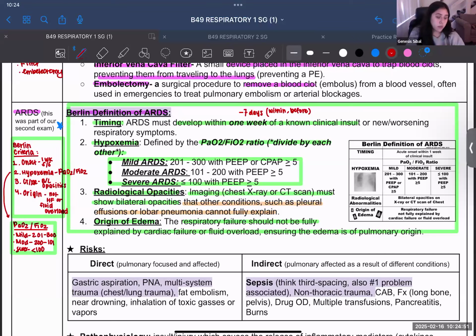The next one is the hypoxemia. So we'll get into that in a second, but we're going to move on to the next one. So a chest X-ray or a CT scan showing bilateral opacities.